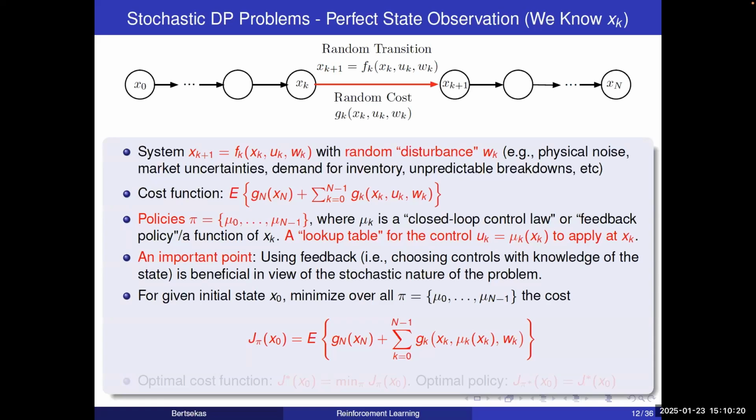So for a given initial state, we want to minimize over all policies, which we call pi. We denote pi generically. This cost function. Plug in the policy. This becomes a random number, takes the expected value, and this gives you a number that depends on x0, and of course the policy. And the optimal cost function is the minimum of this expression over all policies. That's J star of x0. And the optimal policy is the one that attains this minimum.